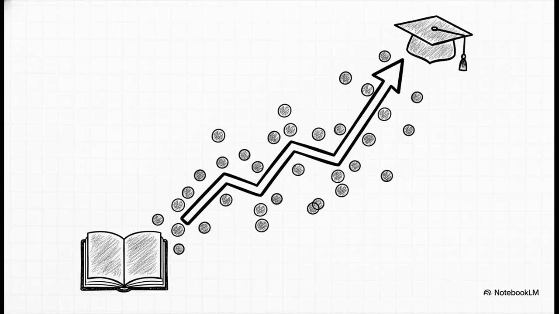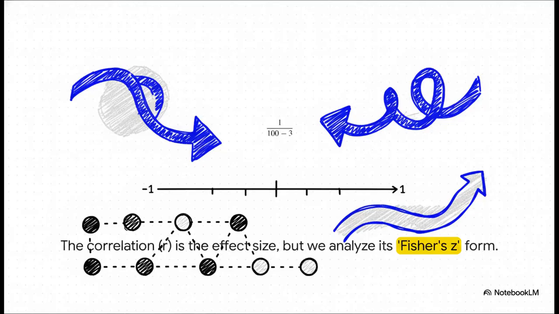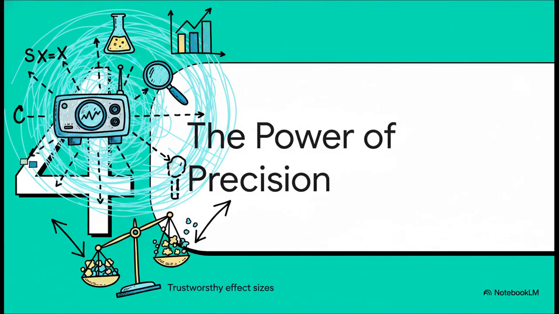And finally, what about research that isn't comparing two groups at all, but is looking at how two things are related to each other? Like, does more time spent studying actually lead to higher exam scores? For these situations, the correlation coefficient, which we usually just call R, is actually the effect size itself. It already gives us the strength and the direction of a relationship on a nice standardized scale from -1 to +1, which makes it super easy to compare across studies. So we have our universal translators.